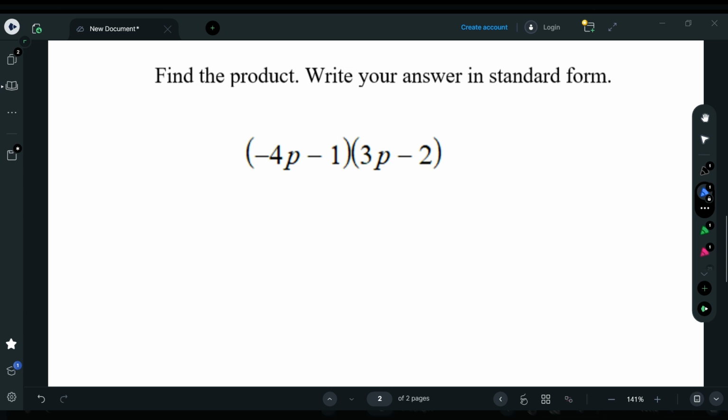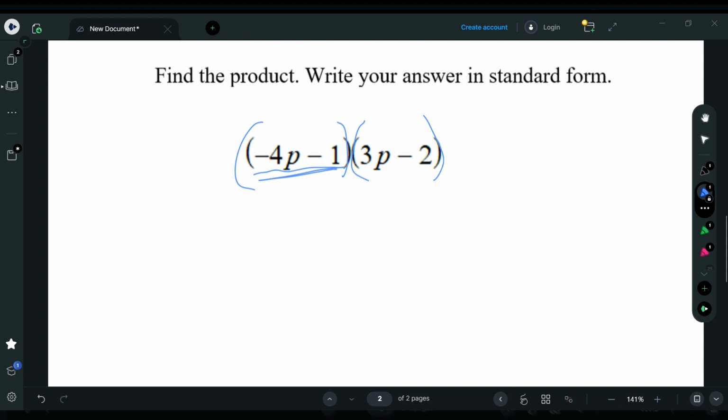Find the product of the binomials. This word product implies that we are multiplying. And we can see that we're multiplying here. Look, this is one binomial in parentheses, and then here's the other one. And notice that there's no symbol in between them.